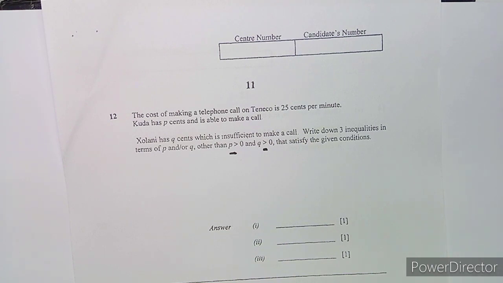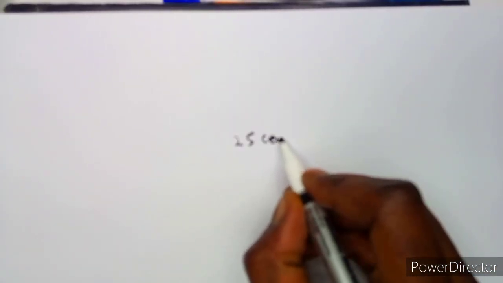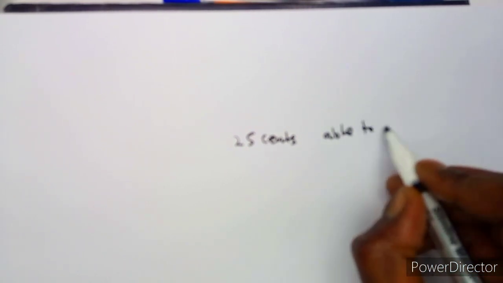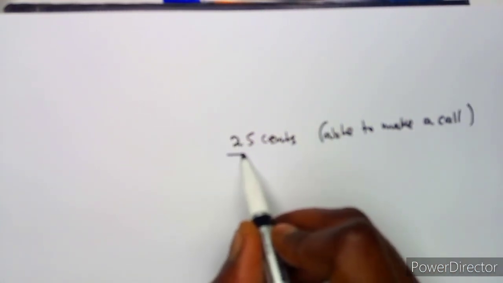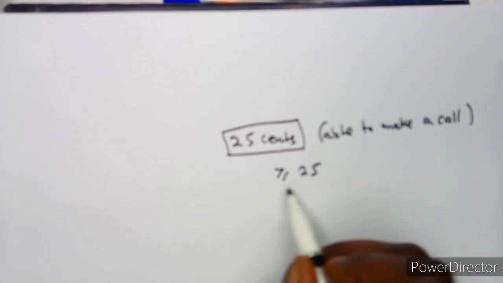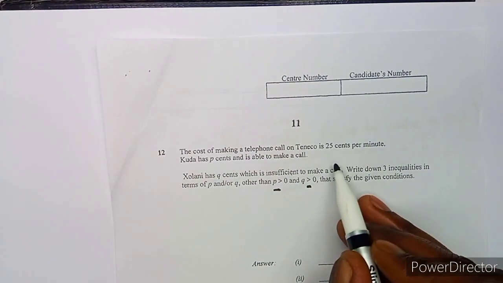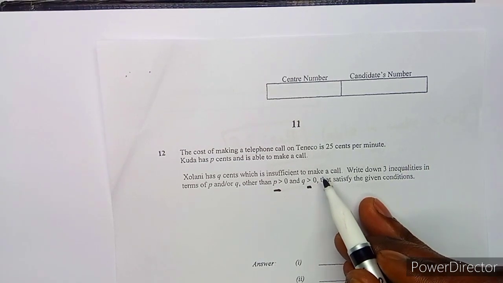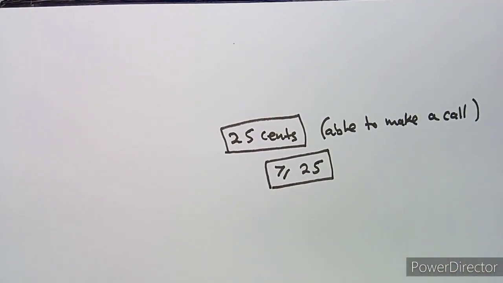Okay, this is what is happening, guys. We are given a condition that for you to make a call, what you need is 25 cents per minute. So if you have got 25 cents, you are able to make a call. What does this mean in terms of our inequality? Anything that is greater than or equal to 25 cents is able to make a call. We are saying for the amount that we have, we are able to make a call as long as it is equal to this or greater than this.